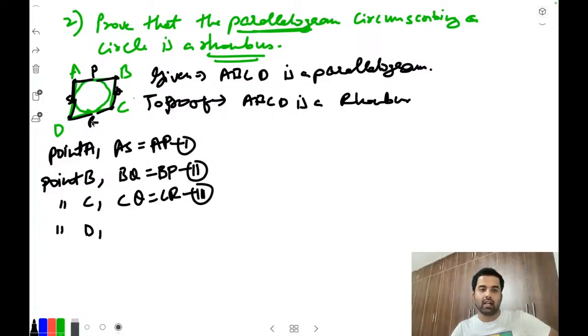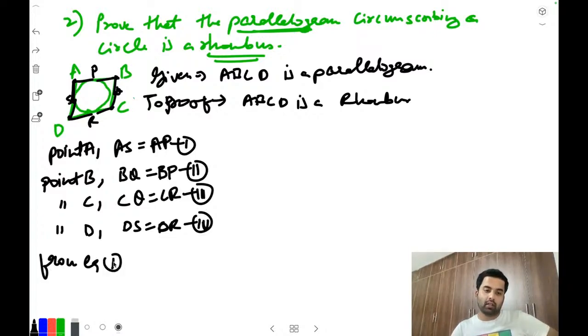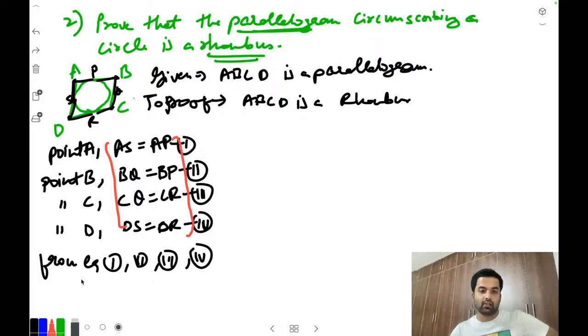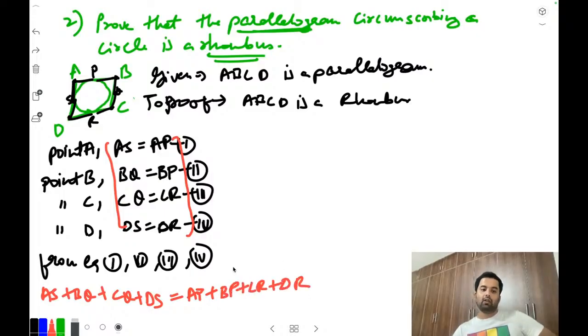Same way, DS and DR will be equal. Take it as 4, last one. Now just combine all the things, okay? So from equations 1, 2, 3, 4, how are you going to add? Add all the left hand sides together and the right hand sides together, okay? So let me write that: AS plus BQ plus CQ plus DS equals AP plus BP plus CR and DR.